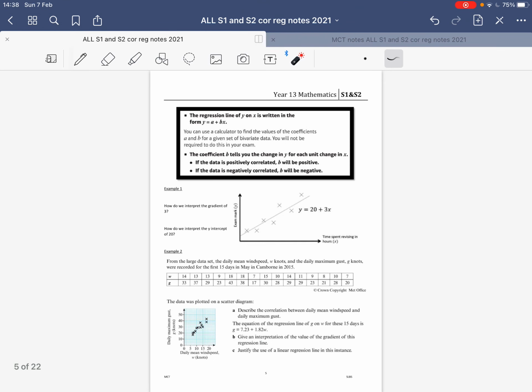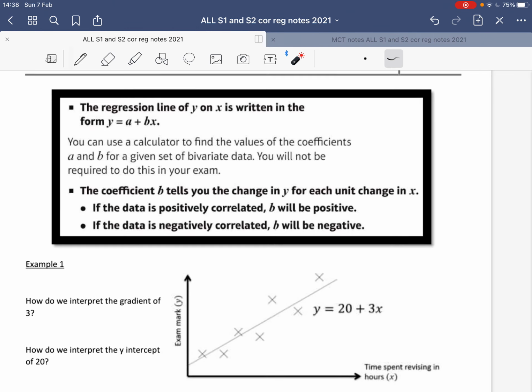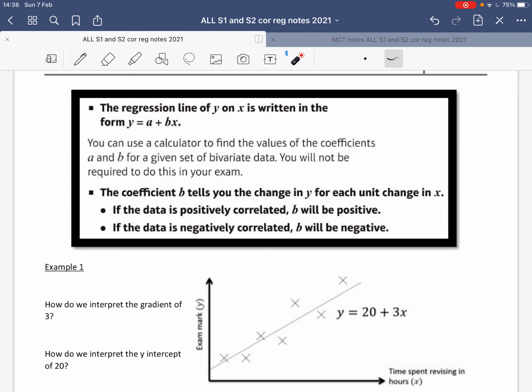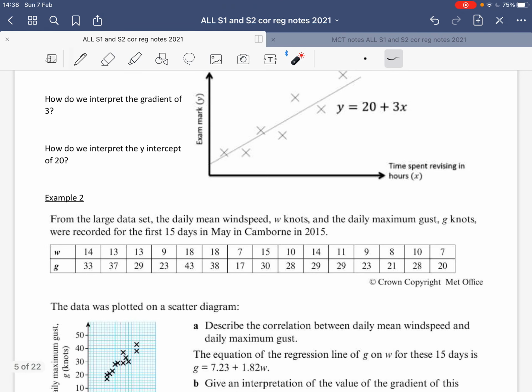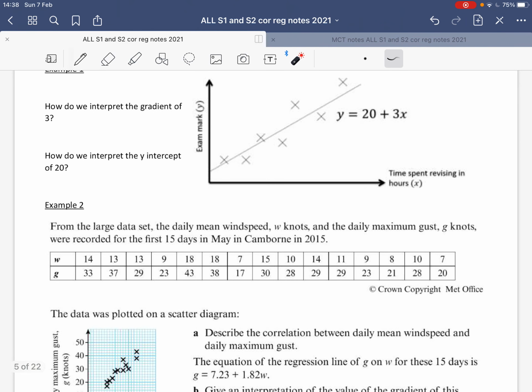Okay? So, where are we? That's what all of that says. A plus bx. And obviously, if your gradient is positive, that means it slopes that way. It would have positive correlation. If your gradient's negative, it would slope that way, so it would have negative correlation. And b, the gradient, tells you the change in y for each change in x. Okay, example 1. How do we interpret the gradient of 3? Well, this is time spent revising versus the exam mark. So this 3 here would indicate for us, for every extra hour we spend revising, we're going to get 3 extra marks.